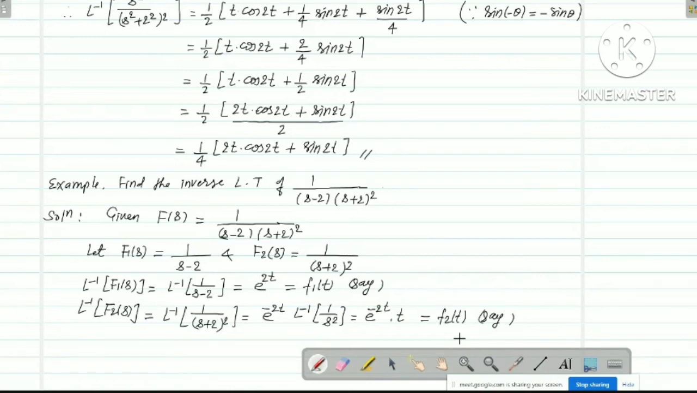Now what is the next step? The next step is to use the convolution theorem to find the inverse Laplace transform of the original function. So let us move to the next page first. Write down: using the convolution theorem. What is the statement of the convolution theorem?